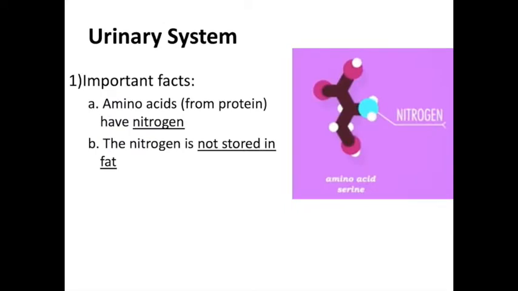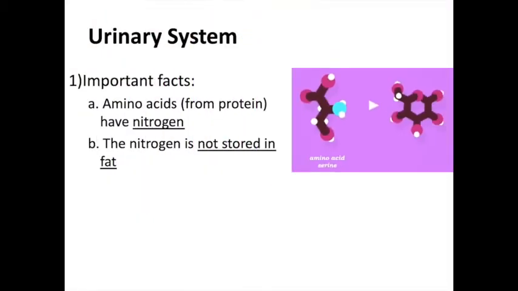First off, a few important facts about the chemistry going on in your body. Amino acids, which are chemicals you get from the proteins that you eat, contain a chemical called nitrogen, which is in and of itself not a problem. The problem is, as you probably know, if you eat too much food, the food gets stored in your fat. Nitrogen doesn't. For some reason, nitrogen just does not get stored in your fat. So your body has to remove this nitrogen and then store the rest of the amino acid.